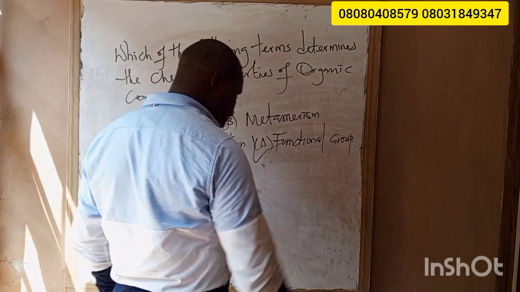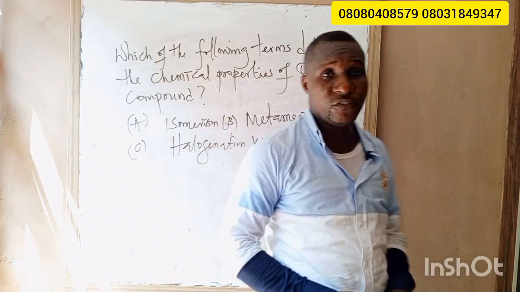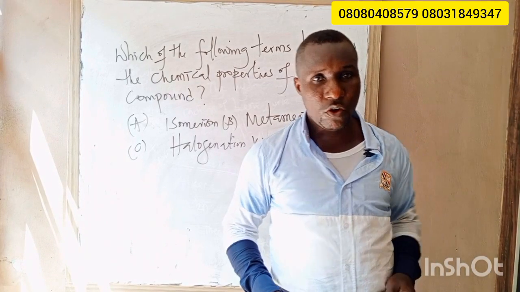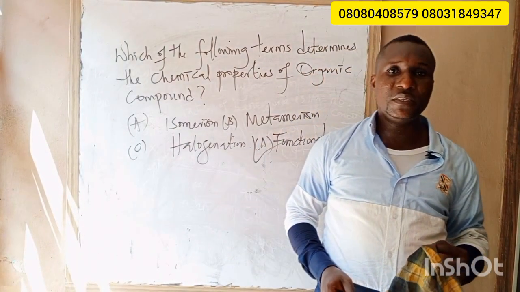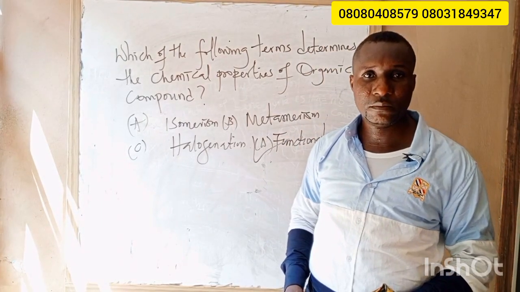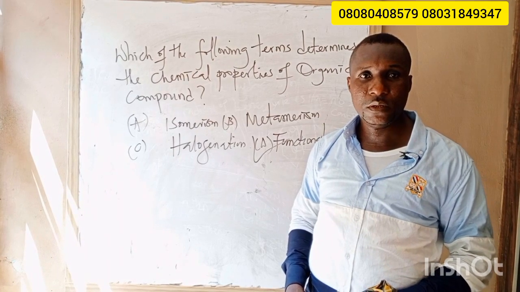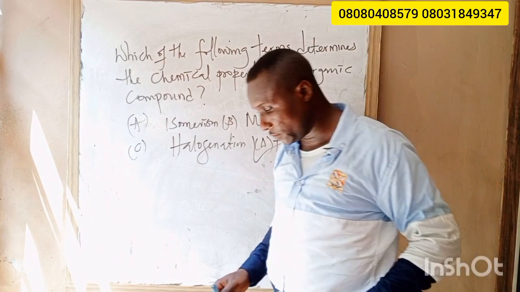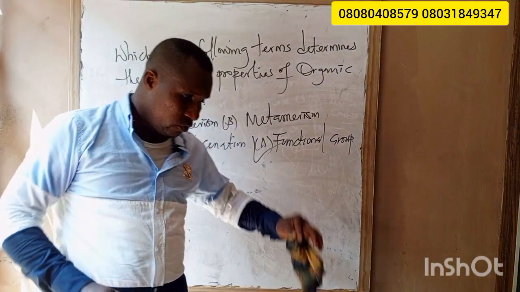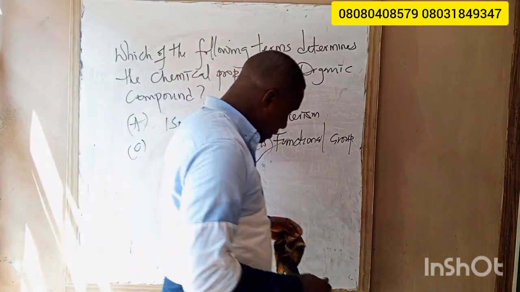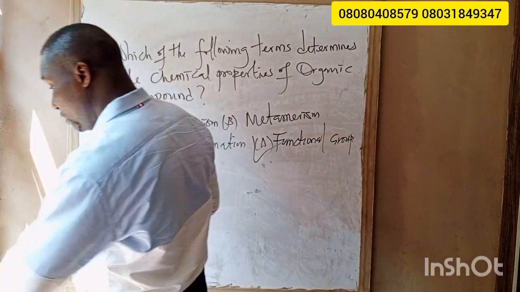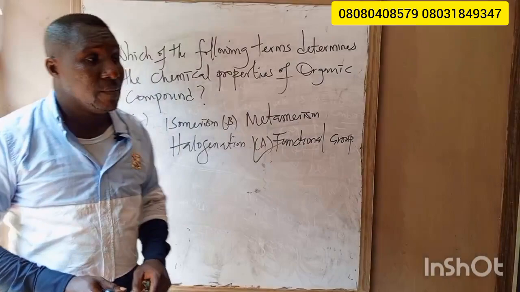The answer is what? Functional group. That's just the simple definition of functional group. It determines the properties of organic compounds, that means chemical properties of organic compounds. Take note. Hydrocarbon compound. This is a group of atoms or radicals that determines the chemical properties.